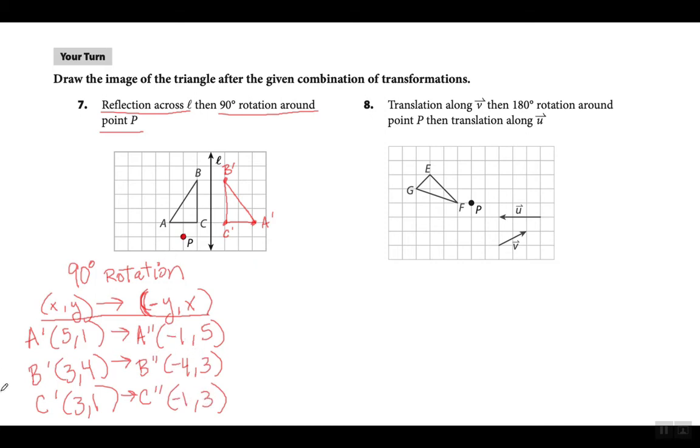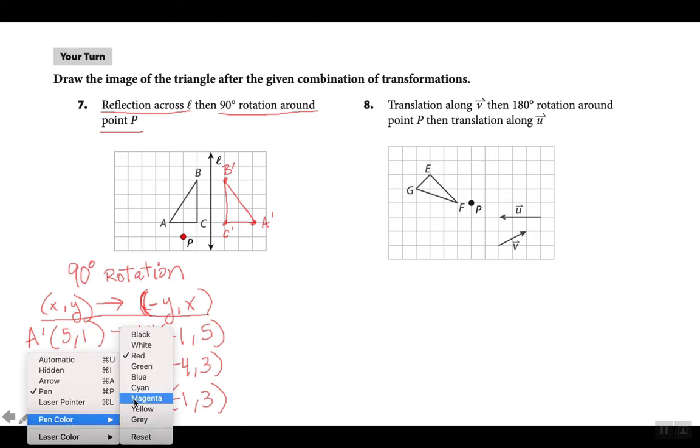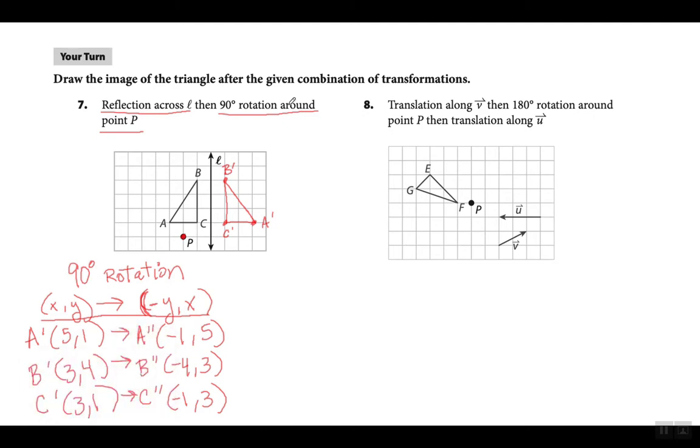Let me change the color of my pen to blue. Okay, so A double prime, if you pretend that this is 0, 0, would be at -1, positive 5. 1, 2, 3, 4, 5. B double prime would be at -4, positive 3. 1, 2, 3, 4. 1, 2, 3. And C double prime would be at -1, positive 3.